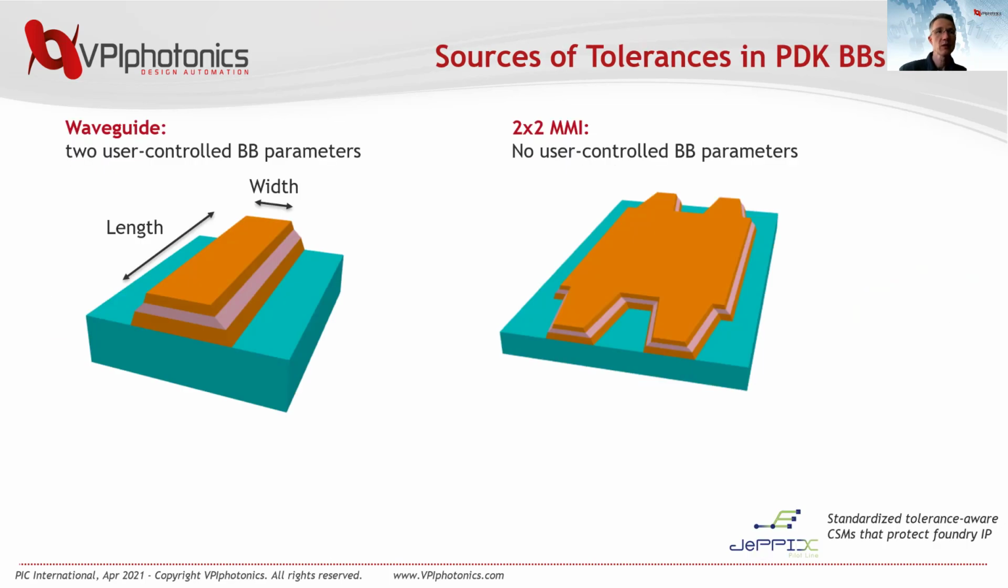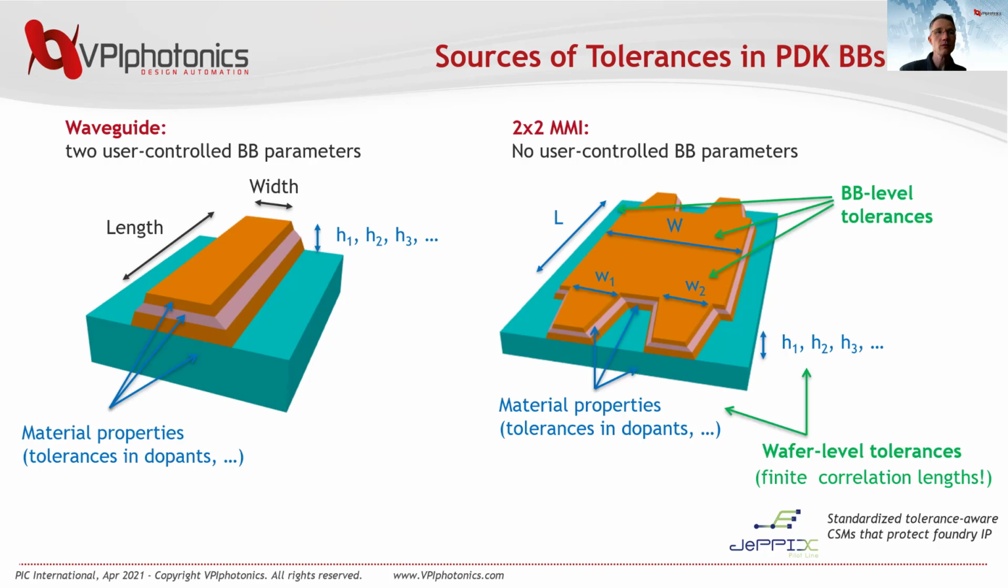So, taking a simple waveguide, we have only two user-controlled parameters, the length and width of the waveguide. Taking an MMI, there is typically no user-controllable parameter. Its characteristic is described directly by a confidential S-matrix. However, a lot of internal parameters affect the overall performance of the chip and therefore need to be taken into account for the tolerance analysis.